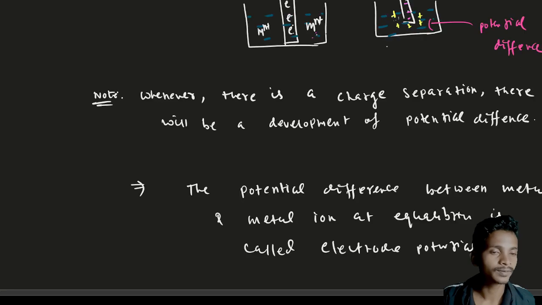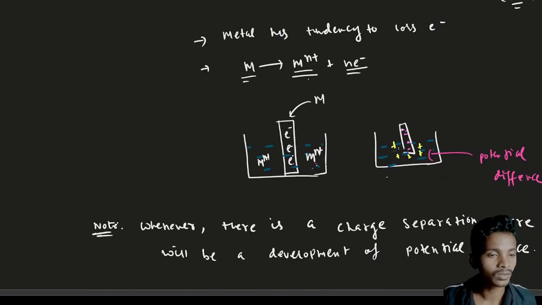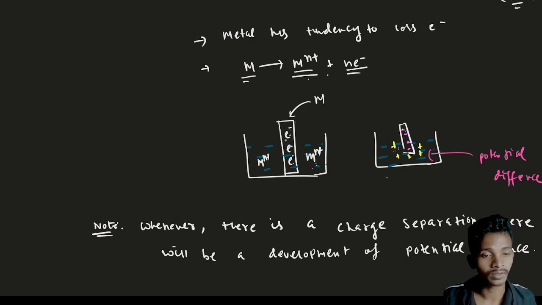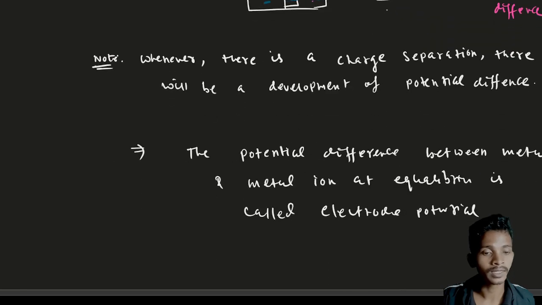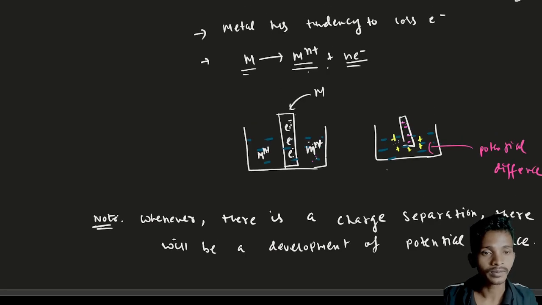So what happened here? This is the metal rod. The metal rod gets oxidized, meaning it gives electrons to the electrode, and the solution gets a positive charge. Assume that this metal is leaving electrons. Due to this metal and the metal ions, there is a potential difference. So what is said is that the potential difference between the metal and the metal ions at equilibrium is called the electrode potential. What does it actually mean?